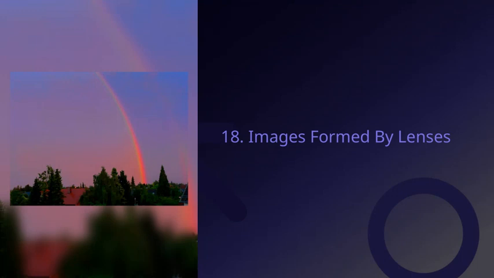Now, let's take a closer look at how images are formed by lenses. When light passes through a lens, it bends or refracts, which causes the rays to converge or diverge, leading to the formation of an image. The key point here is that the nature of the image, whether it's real or virtual, magnified or reduced, depends on the position of the object relative to the lens and the type of lens we're using.